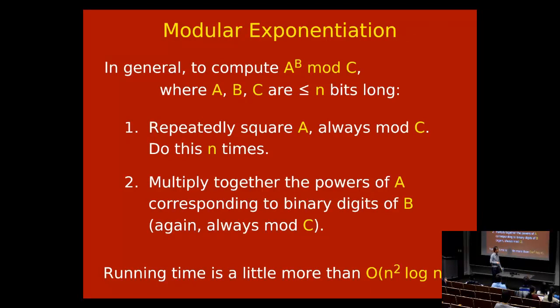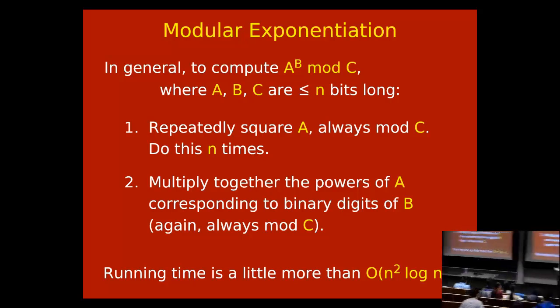Why is it a little bit more? Because the running time for multiplication is a little bit more than n log n. The fastest one is like n log n times 2 to the power of log star n or something. But it's basically n log n. And as I said, I don't want to get overly excited about the exact running times here. It's enough for us that it's polynomial time.